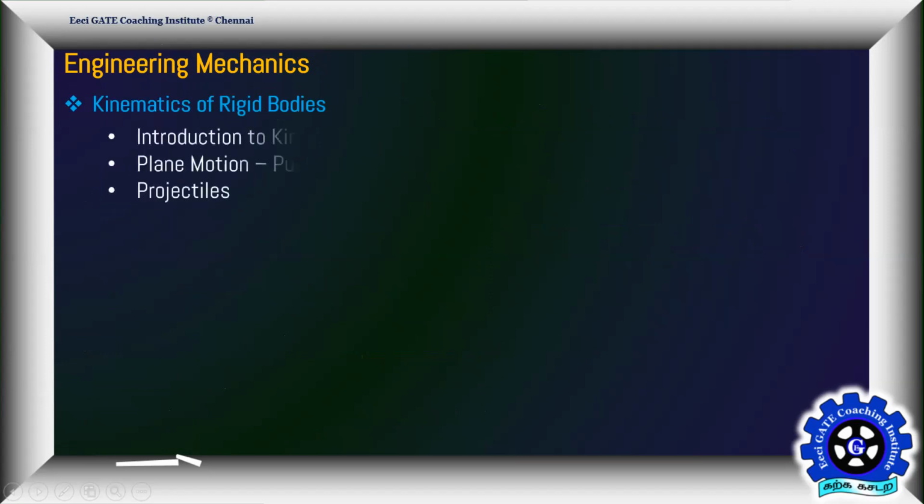Okay, next, see here, kinematics of rigid bodies. In kinematics of rigid bodies, we need to discuss introduction to kinematics of rigid bodies, plane motion, pure rolling, projectiles. Pure rolling is very, very important. What is meant by rolling? Tell me. Anyone? What is meant by rolling? Rolling is the combination of both translation and rotation. So you need to analyze when the roller is rolling.